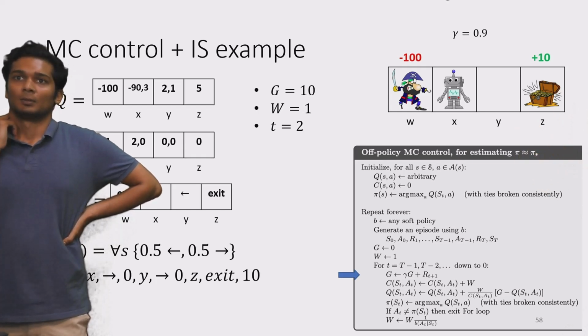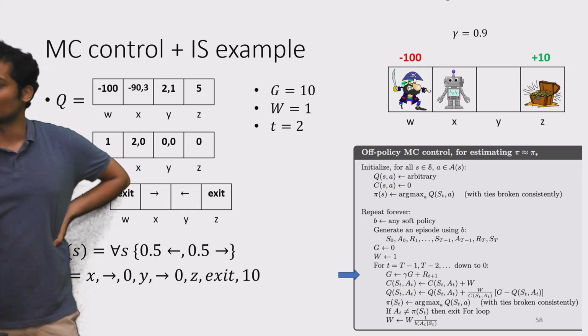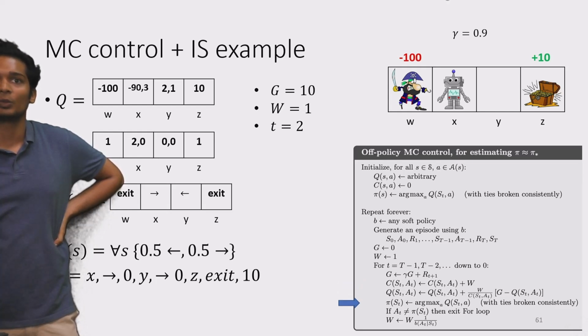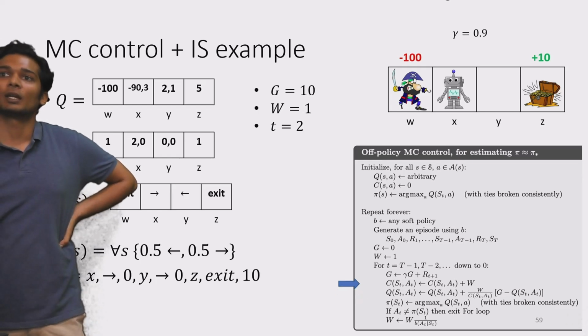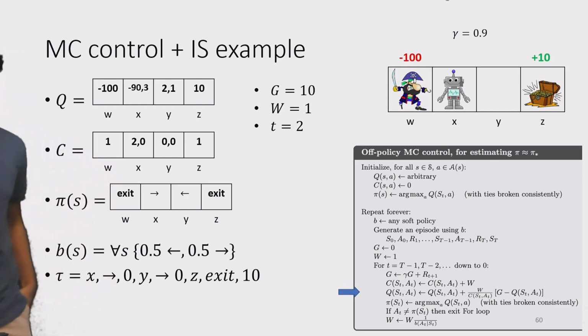So let's go through it quickly. We have the return 10. Similar to before, we see that C will remain 0. This is the last step, the last state Z. So we're looking at state Z, and the action is exit. We get a 1 for C after we update it, and we update the Q values, but the policy will remain the same in this case because there's only the exit action.